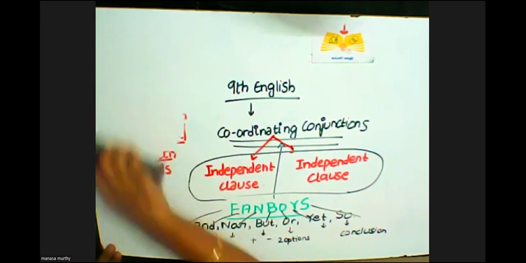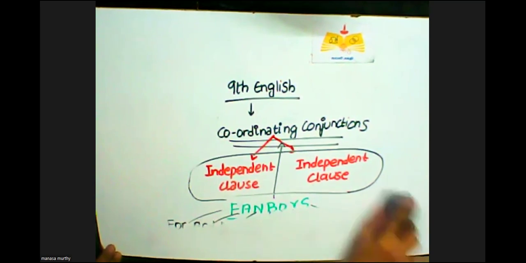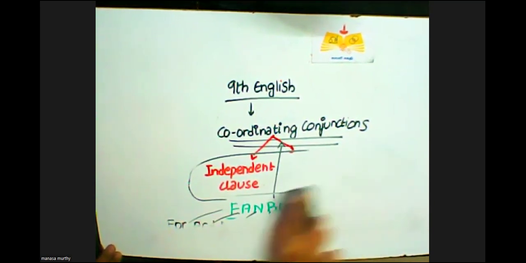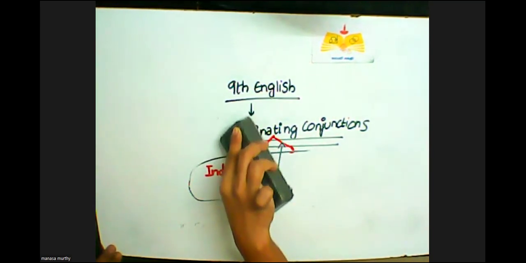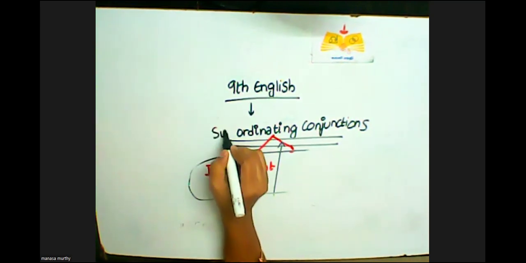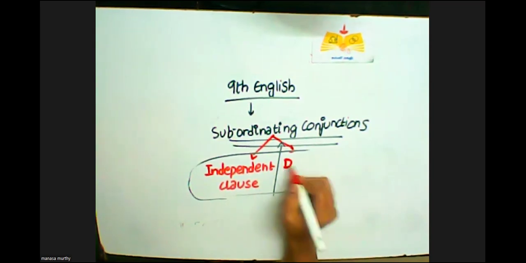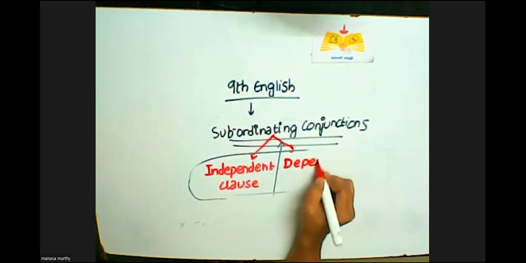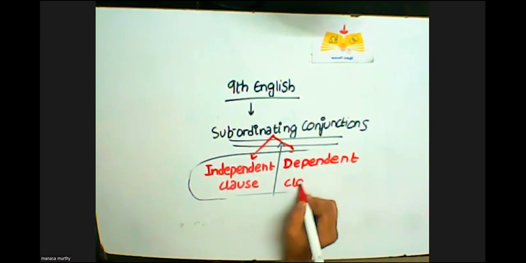Next we are going to see subordinating conjunctions. So what do we understand from the subordinating conjunctions? There aren't going to be two independent clauses. One is going to be independent, another is going to be dependent.